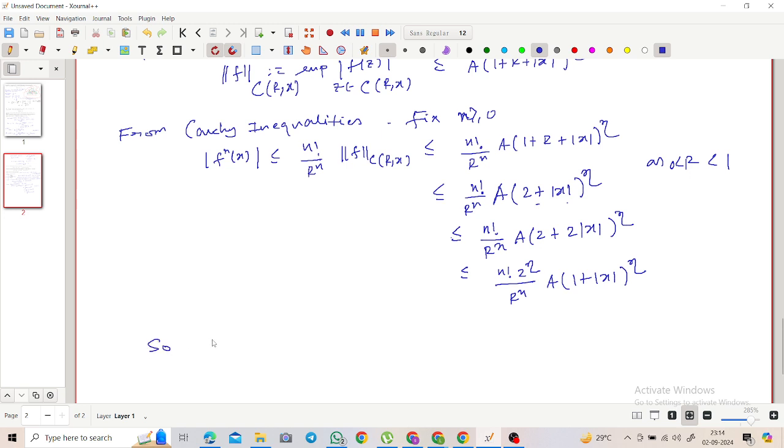So mod f_n(x) is less than or equal to n factorial times 2 to the power n times 1 plus mod x, letting r tend to 1. Okay, so this is our a_n.